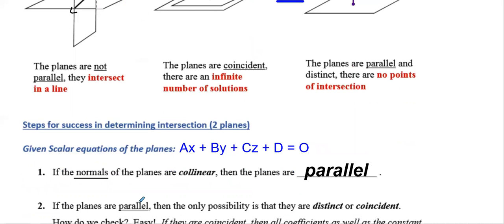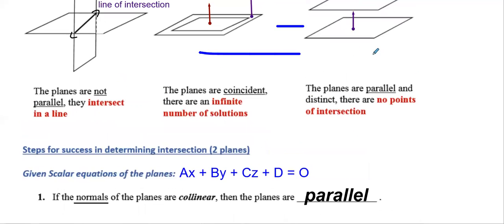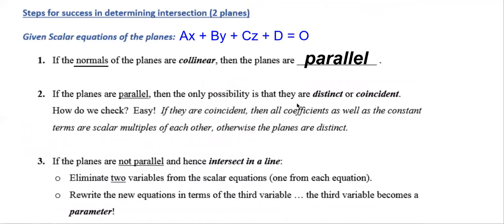So if they are parallel, then you're looking at this possibility, either distinct or coincidental. How do we check? Well, from a scalar point of view, it should be pretty easy. In the scalar equations, the coefficients will all be scalar multiples of one another. So that should be a pretty easy way of determining if the planes are distinct or coincidental. All right, so if they're scalar multiples of each other, then the planes would be coincident, otherwise they'll be distinct.